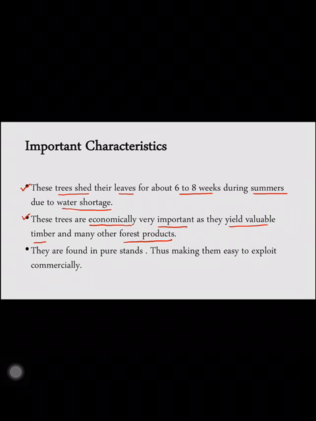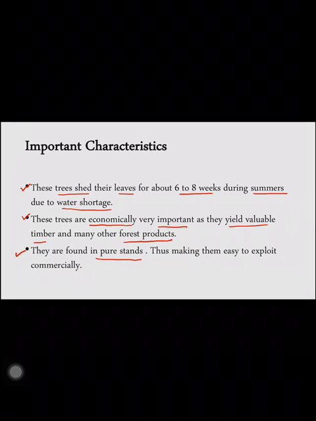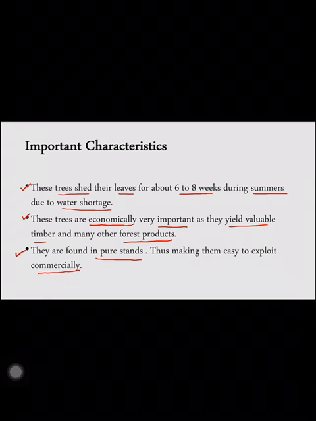Secondly, they are found in pure stands, meaning not of mixed type. Pure stand means the same variety on a larger scale. That is why it makes them easy to exploit commercially. That's the difference between deciduous and evergreen. In the evergreen, they were not found in pure stands; they were of mixed type, whereas in deciduous they are found in pure stands, meaning a few varieties of trees but on a larger scale. That is why it becomes easier for us to exploit it commercially.